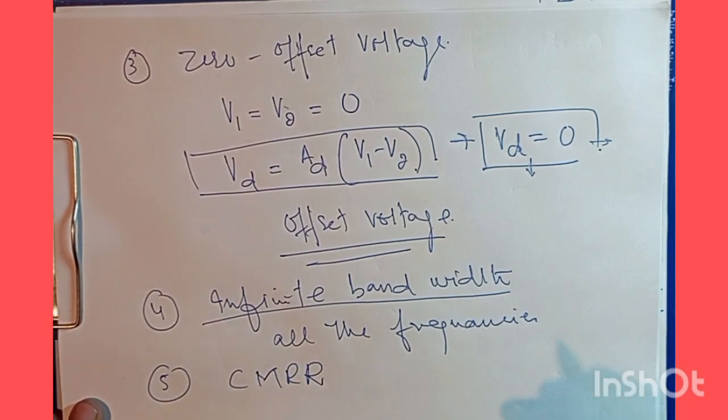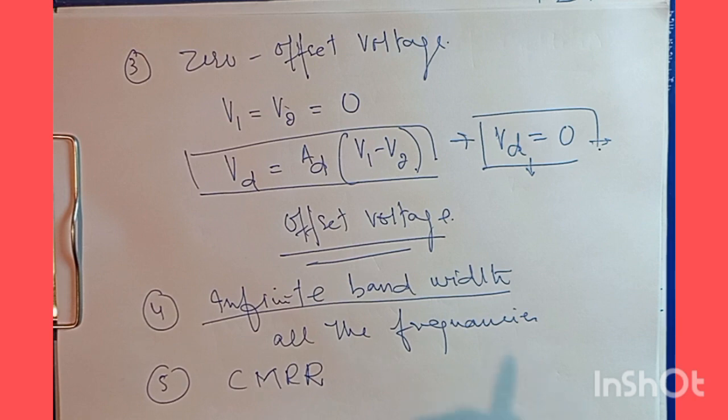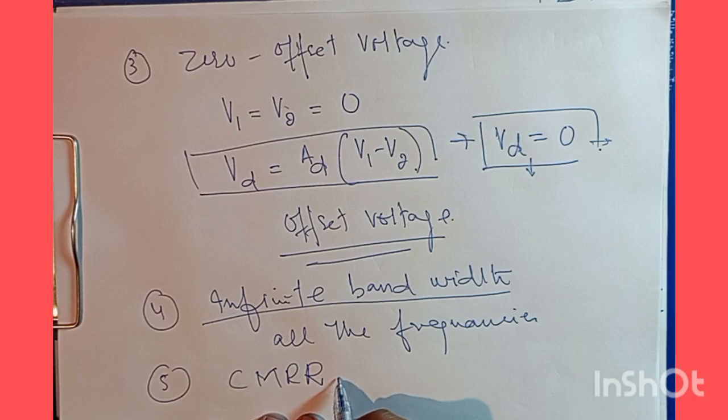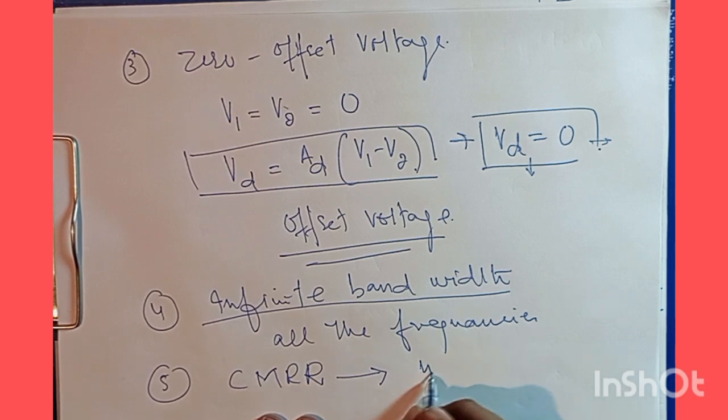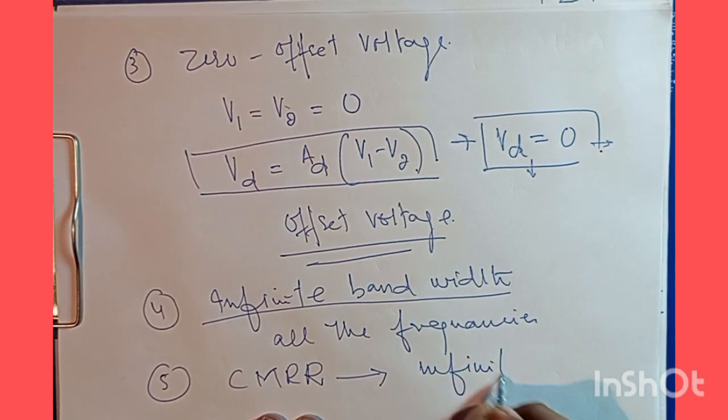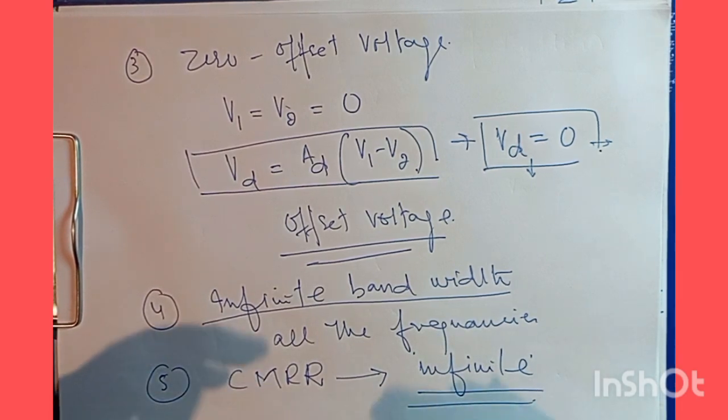And then after that we have CMRR. And what is this CMRR? We have defined it in a previous video. The CMRR is common mode rejection ratio, and this common mode rejection ratio for an ideal operational amplifier should be infinite. And we have already defined this CMRR.